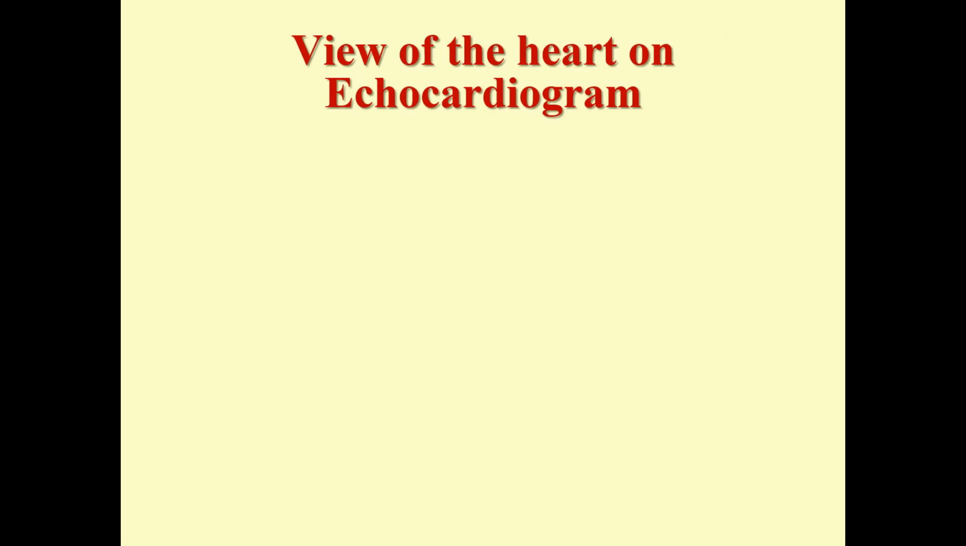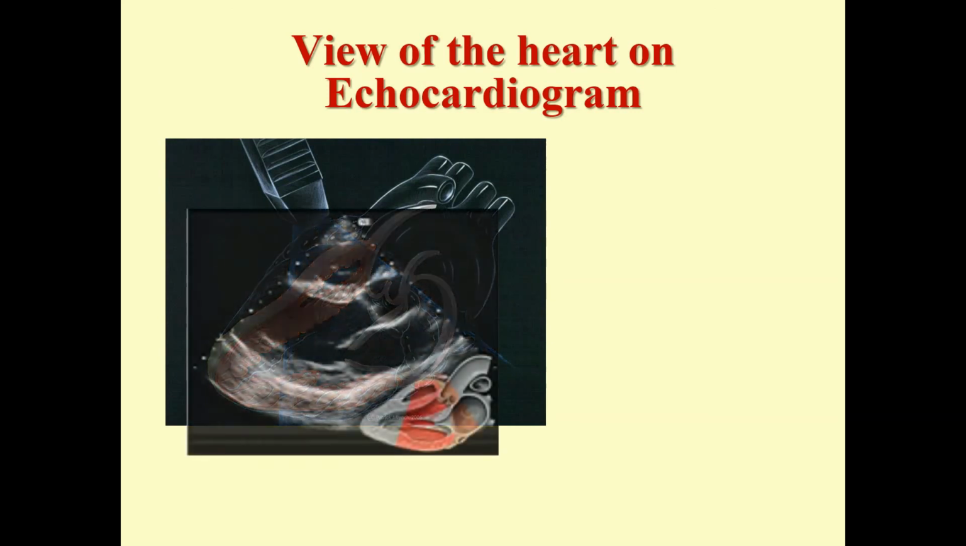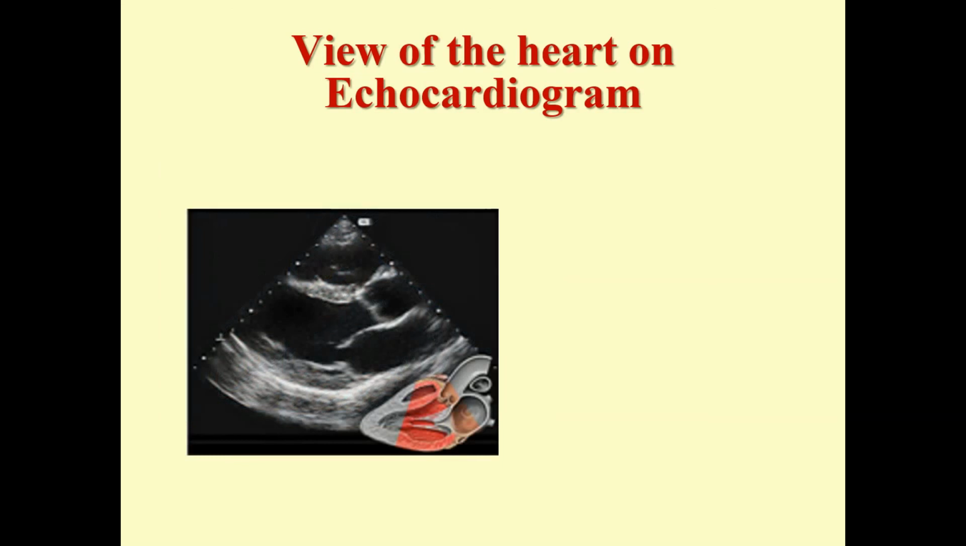A few moments about the view of the heart on echocardiogram. Here it's just a schematic presentation. You see that the cross section goes through the left ventricle, and also you can see in the cross section the aorta with closed valves at the moment, and you can see the mitral valve with its two cusps, bicuspid. And now it's replaced by the view like it can be visible in the echocardiograph.